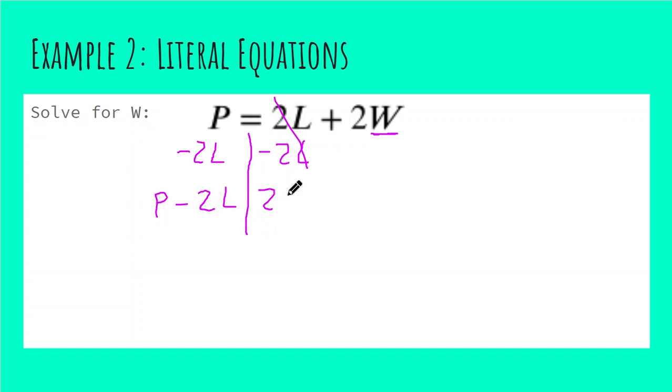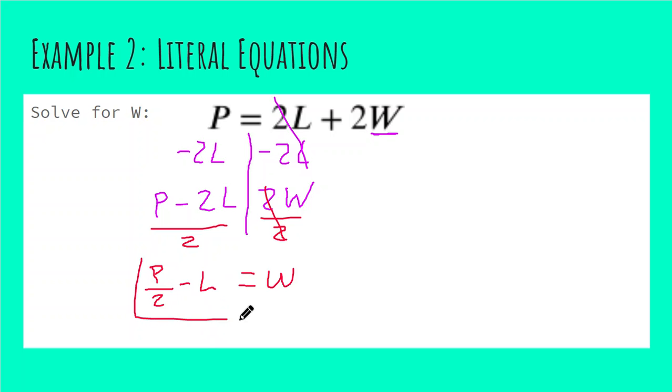And on my right side, I'm stuck with 2w. So I still want to get this w by itself, and I see it's 2w, so that means I have to divide by 2 to leave me with w on this side. Whatever I do to one side, I have to do to the other side. Well, p divided by 2 would just be p over 2. Negative 2 divided by 2 would be negative 1, so it would leave me with negative 1l, or minus l. So my answer would be p divided by 2 minus l equals w.